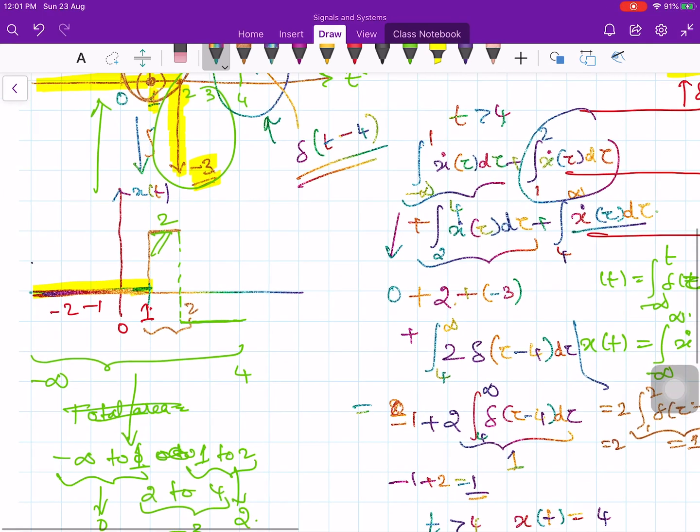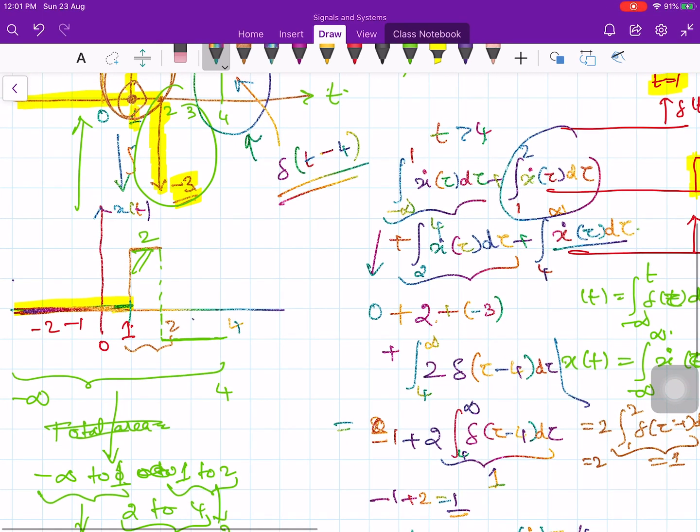Therefore this point is 4 and this is 3. When t is greater than 4, then it looks like this. That's all.